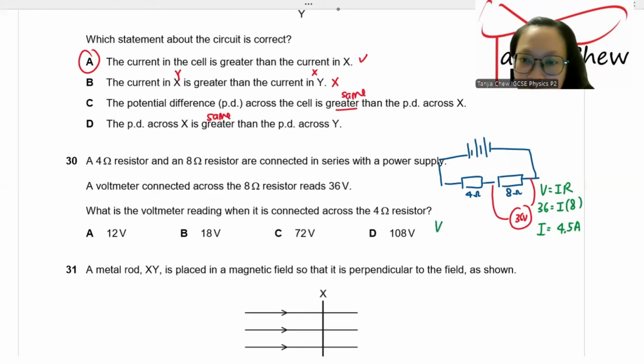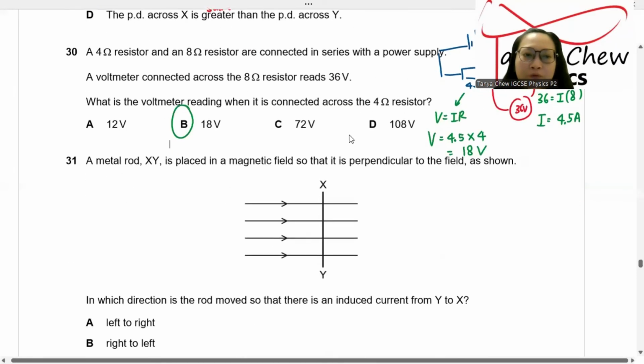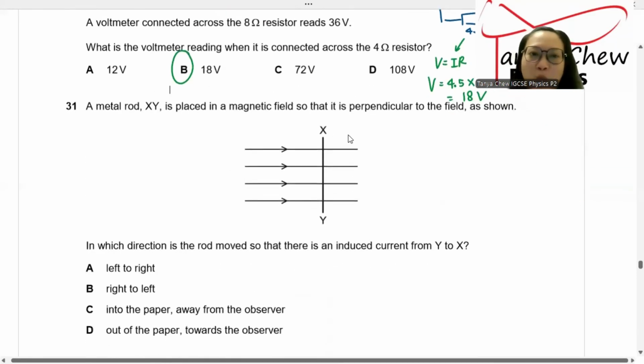Therefore, I'm going to use V equal to IR, V across 4 ohm, right? So V across 4 ohm is equal to I times the resistance, which is 4. Therefore, you get 18 volt as the answer. B is the answer.